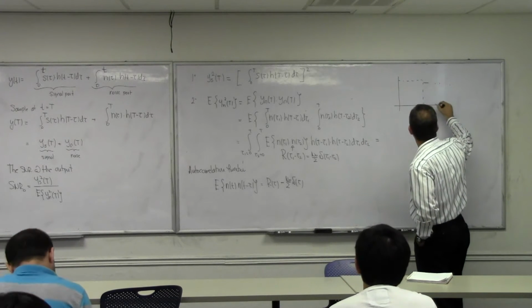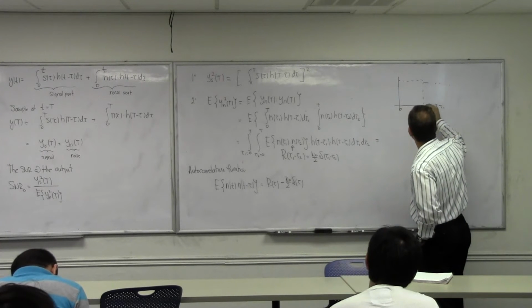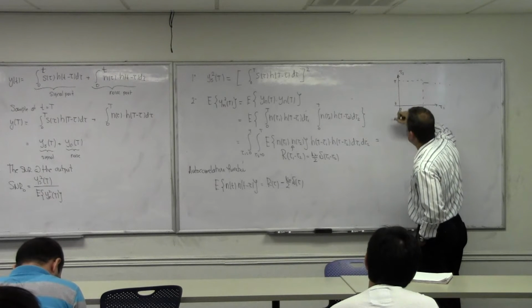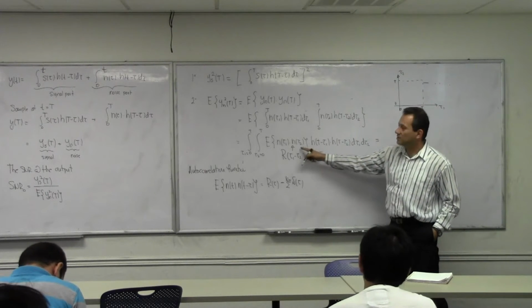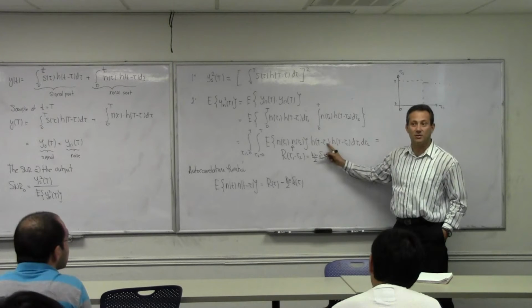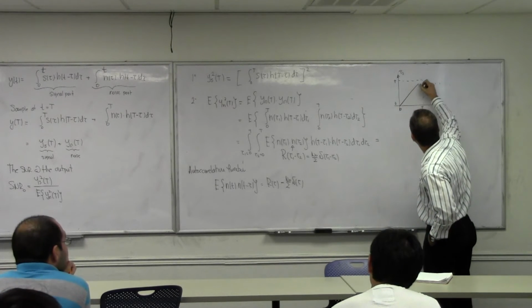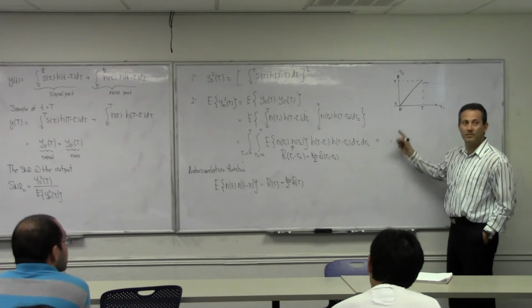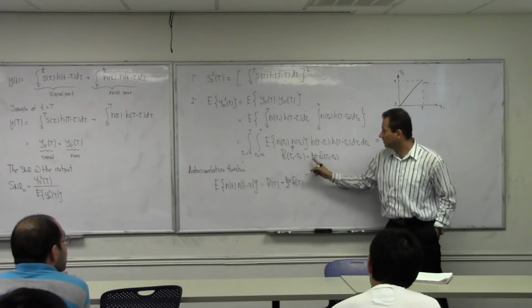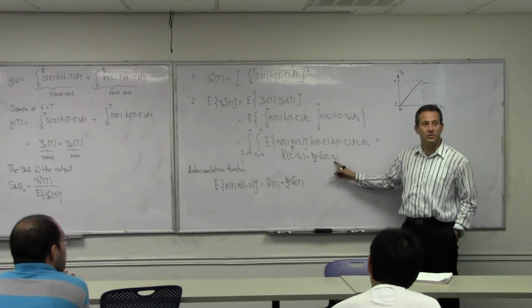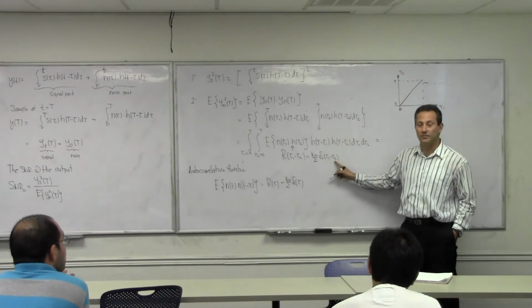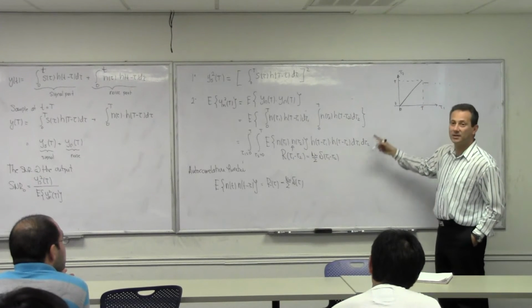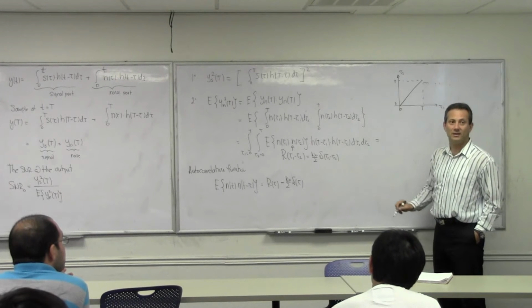You're integrating tau 1 from 0 to t, and tau 2 from 0 to t. But the only place where what you're integrating is different than 0 is along this line, when tau 1 is equal to tau 2. Do you follow? Because of this, everything is equal to 0 when tau 1 is different than tau 2. So although I'm integrating over this entire square, practically I'm integrating only along this line.